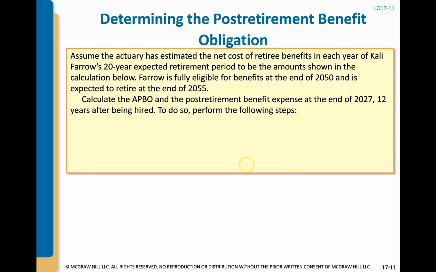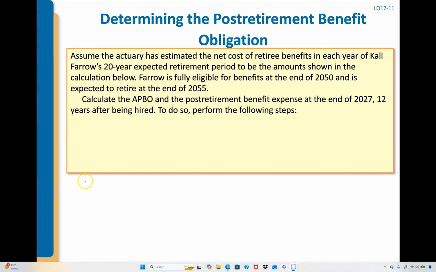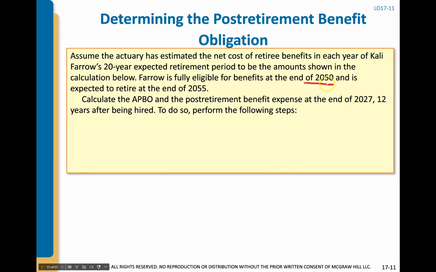Okay, let's go through an example of determining our post-retirement benefit obligation. Assume the actuary has estimated the net cost of retiree benefits in each year of Cali Farrow's 20-year expected retirement period to be the amounts shown in the calculation below, which we'll get to in the next several slides. Farrow is fully eligible for benefits at the end of 2050 and is expected to retire at the end of 2055. Calculate the APBO, the accumulated post-retirement benefit obligation, and the post-retirement benefit expense.